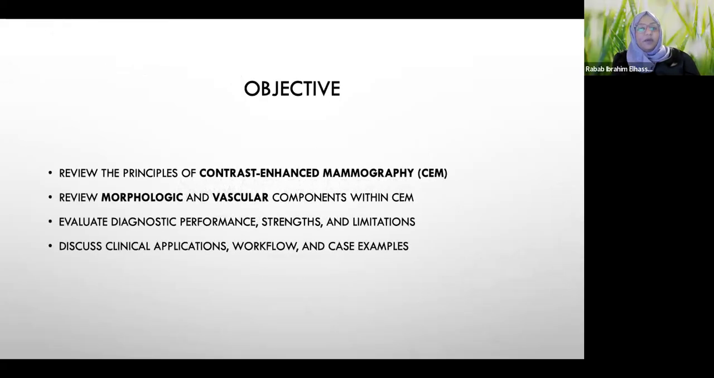So my objective is to review the principles of contrast enhanced mammography and a quick review of morphologic and vascular components within the imaging modality, to evaluate its diagnostic performance, its benefits and its limitations, and to discuss its clinical indications, how it's performed, and just go through very quick case examples.